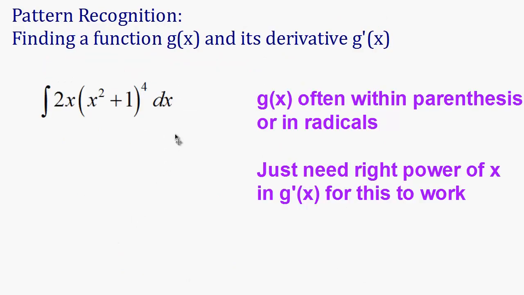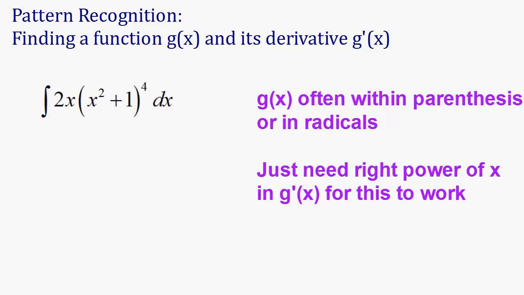Pattern recognition is the process of kind of looking for that small part within the composite function that has its derivative outside within the integrand. So if we look at an example like this, 2x times the quantity x squared plus 1 to the 4th power, and we looked inside the parentheses there, we'd see x squared plus 1, and we recognize its derivative, 2x, right there. And in fact, that g of x, that thing we're going to substitute and let equal to u in substitution, is often within parentheses or radicals if we're going to do it this way. And you really just need the right power of x and g prime of x for this to work.